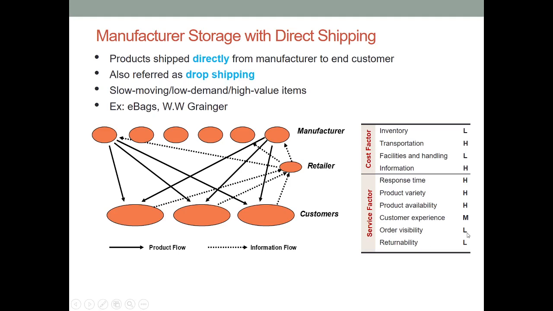Okay, order visibility is low, returnability is low because it's difficult for customers to return products to the manufacturer. They cannot return the unsatisfactory product to the retailer.